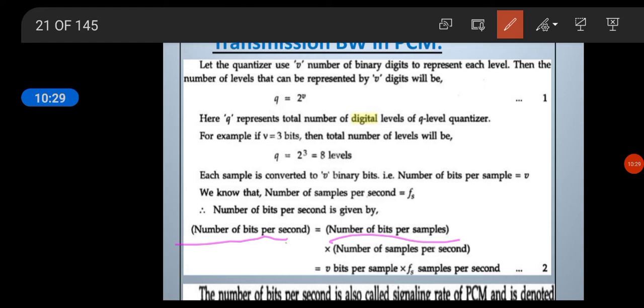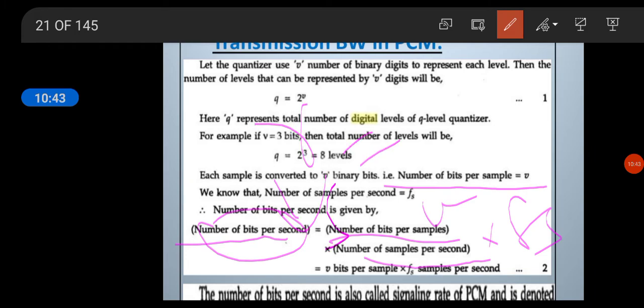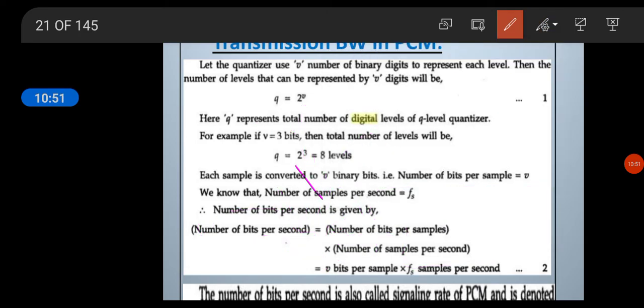The number of bits per sample is nothing but V, and the number of samples per second is Fs, which is greater than or equal to 2 omega. So the number of bits per second R is also called the signaling rate or bit rate. V into Fs is equal to R. This is called the bit rate or signaling rate, with V bits per sample and Fs samples per second.